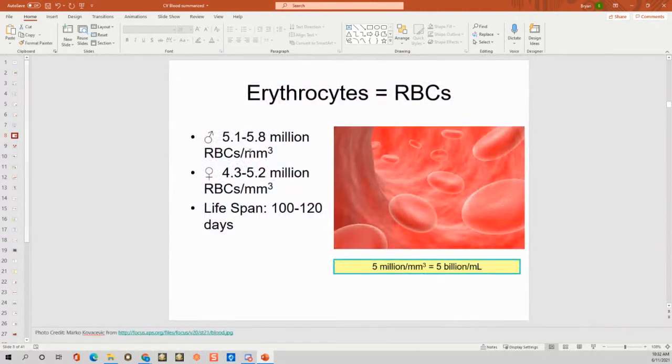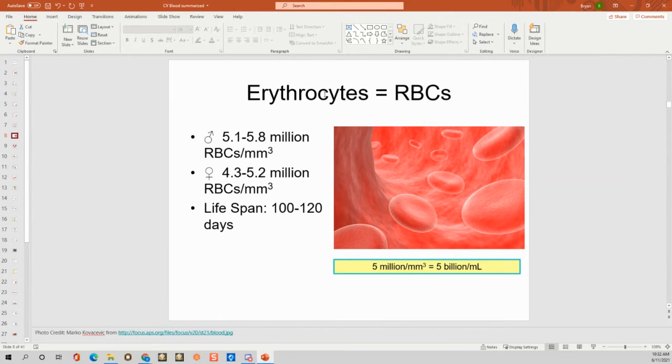So the first formed element I want to talk about are erythrocytes. You may or may not know this, but erythro means red in Latin. Cytes is cells, so red cells. That's literally what the name means. And for the lab practical, you must write erythrocytes, and there are a lot of them. 5.1 to 5.8 million red blood cells per millimeter cubed.